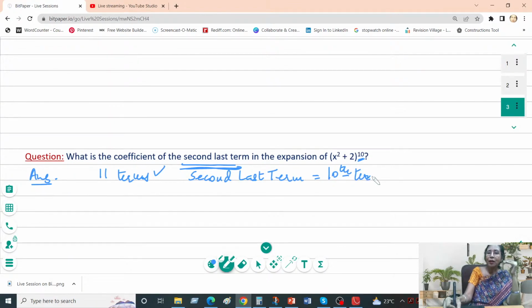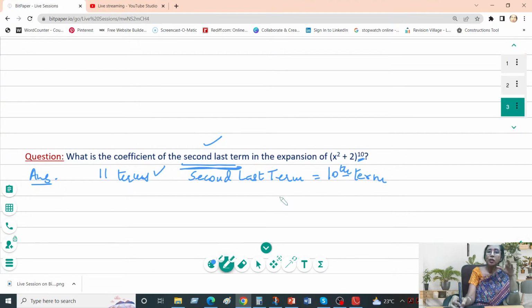This you have to realize, okay? Because they have not given the term number. They could have said the third last term or the last term. Then what is the last term? It is the 11th term. What is the third last term? It is the 9th term. Here, let me write this properly. So it is the 10th term.